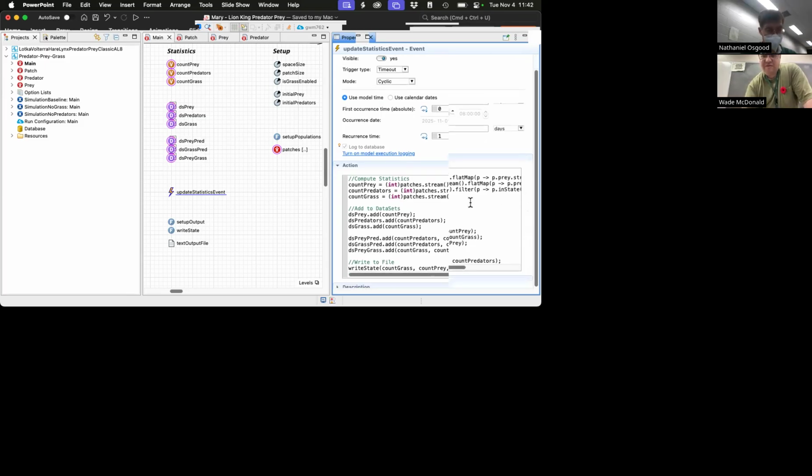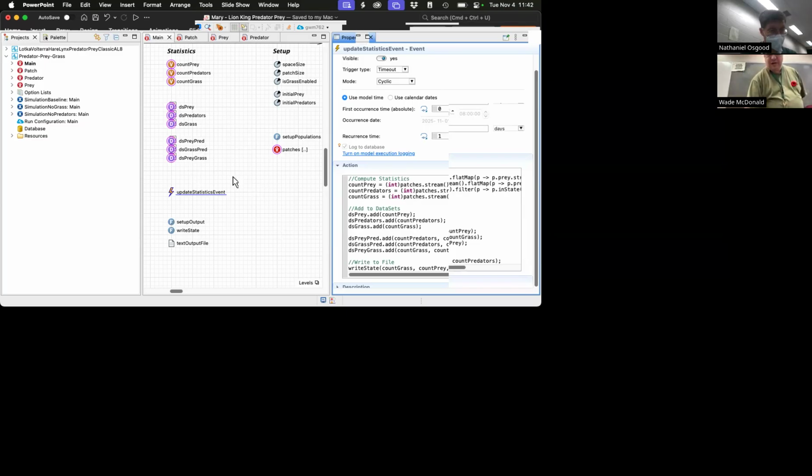So what this event does is it computes some statistics, just the count of the prey, the count of the predators, and the count of the grass that is lush in the model. And then it adds them to these data sets. So a data set is a structure that contains data, and you want to use that when you want to preserve data till the end of the model run or display it in a graph while the model's running.